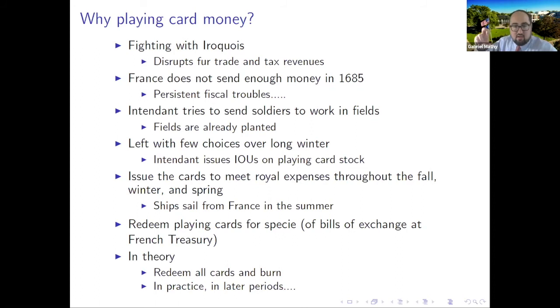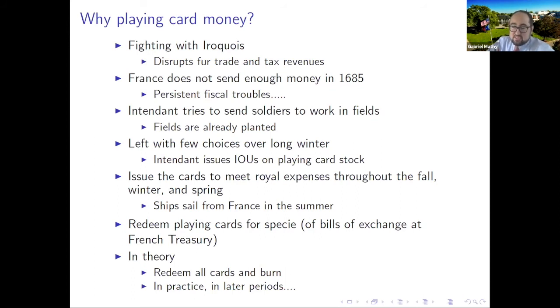So it's given a mercantilist monopoly, so the playing cards are a monopoly that is only going to come from a royal corporation. Also, there's a lot of illiteracy and everyone can recognize the denominations of the cards. And so he's going to say, I owe you so much when the French authorities send me some more specie. And so he's going to issue the cards to meet royal expenses throughout the fall, winter, and spring. And so, it's going to work out okay. And then they're going to redeem the playing cards for specie.